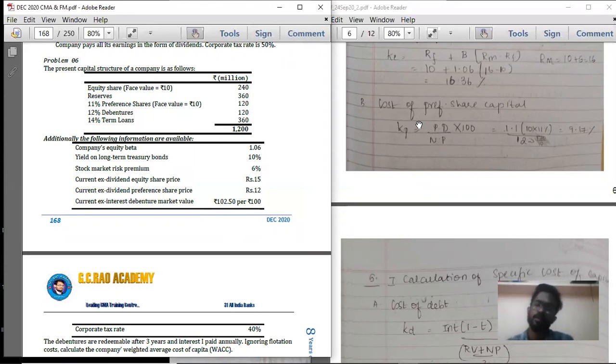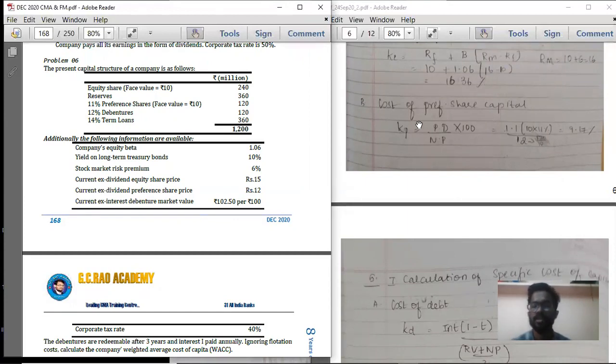So below that, capital B, cost of preference share capital. Here there is no flotation cost and the preference share capital is irredeemable. They didn't tell us it is redeemable. So directly record below that KP, the cost of capital, is equal to preference dividend divided by net proceeds into 100. What is the preference dividend? Face value is 10 into 11%, that is 1.1. You should always calculate the dividend on the face value. Whatever your face value, on that only they will issue the dividend. So your face value is 10 and the dividend is 11%.